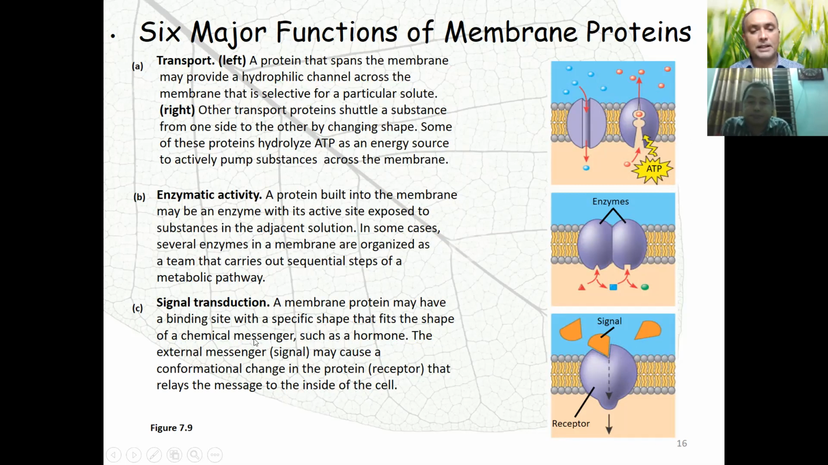And it fits the shape of a chemical messenger such as a hormone. And the external messenger may cause a conformational change in the protein. When it binds, conformational changes take place and the message goes to the interior. And there is a defined signal transduction pathway. And this type of membrane protein is called receptor, to perceive the external signal and pass the message to the interior, and it is very, very important.